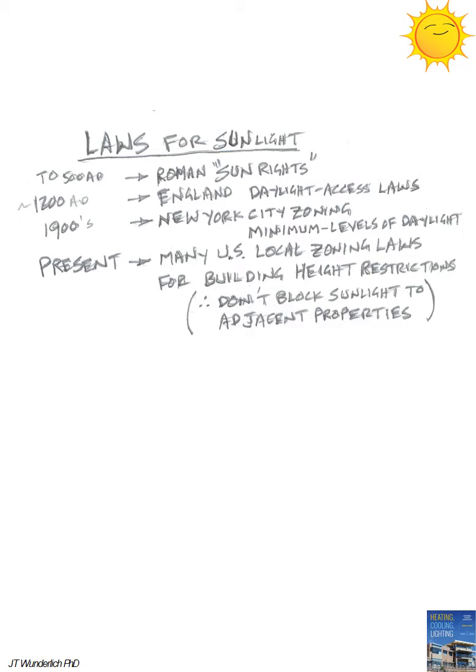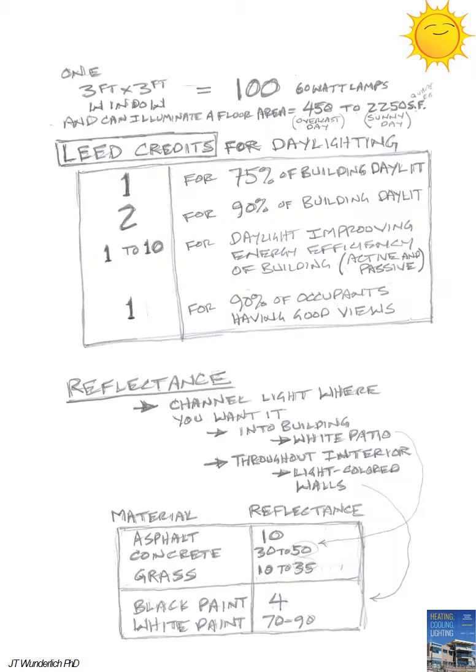Now, throughout time, it's not a new thing that we're worried about the sun. In the Roman times, they had sun rights, actually laws for that. In England in 1200 AD, daylight access laws, in the 1900s, New York City zoning, and then presently there are many rules, regulations, zoning laws, building ordinances, mostly the zoning, restricting sunlight from adjacent properties from being blocked.